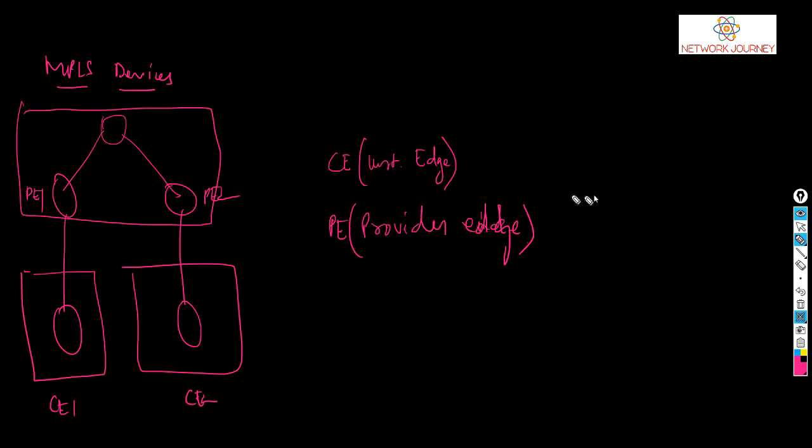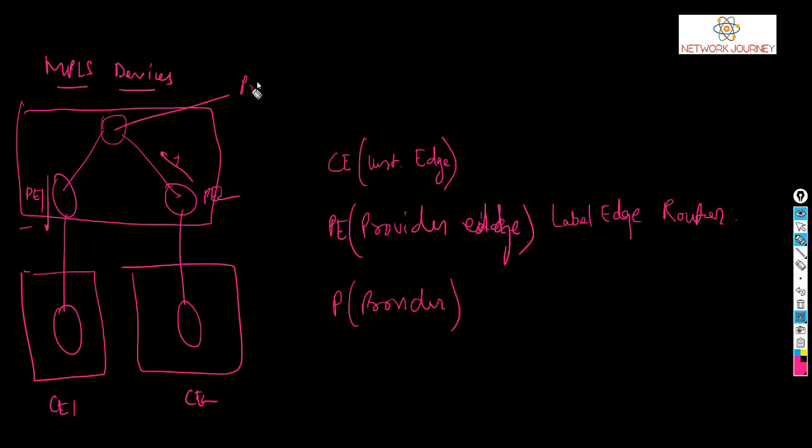This provider end can also be called as label edge router, because these are the first point of your routers which are either adding the label, and similar way they are gonna remove the label. So we call it as label edge router. Okay, and similar way we have something called as a provider core. Okay, so this act as provider core, and this provider core can also be called as label switch router. This terminology is very important, which we also write it as LSR, label switch router.